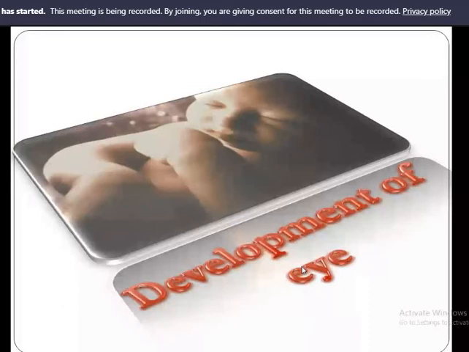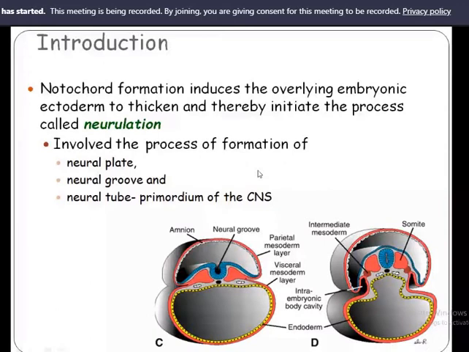So first of all, this one, I think you know this one. We have already learned this in first semester while reading general embryology. See in this diagram, we can see this is the neural tube formation, and this is the notochord. So what do you mean by neurulation? Can somebody tell me what you mean by neurulation?